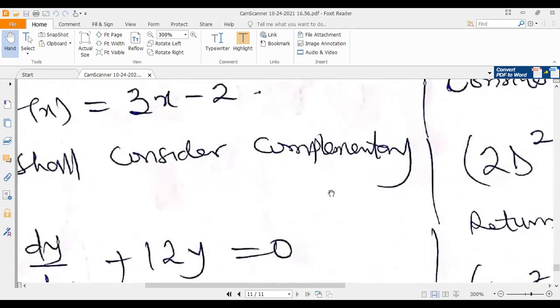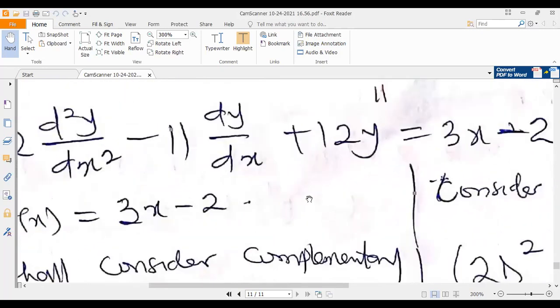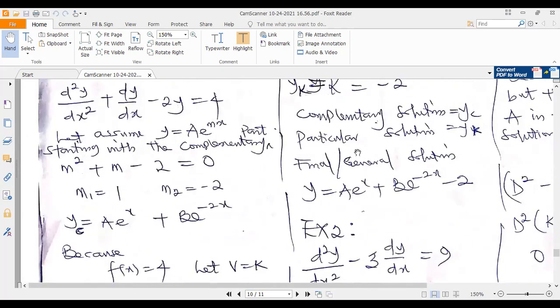Another example is this. Look at this problem now. In this case, there is plus 12y. And if you look at the non-homogeneous part, it is in terms of a polynomial. Are we together? Yes, sir. So those are the three cases that we have under this problem.